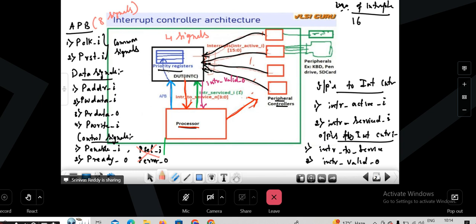Then P enable, I can write P enable, right? Then P ready. P ready is input or output? P enable is input or output? Input. P ready is output. Then what do I need to write? P write. Input or output? Input. How many signals are we using for this APB? 1, 2, 3, 4, 5, 6, 7, 8.